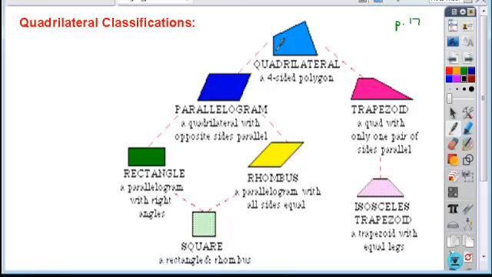A parallelogram is a quadrilateral with opposite sides parallel. The symbol that we'll use to indicate the parallelism, the fact that it's parallel, is just arrowheads, opposite one another. If you have arrowheads set up opposite one another, that's indicating that those opposite sides are parallel to each other.